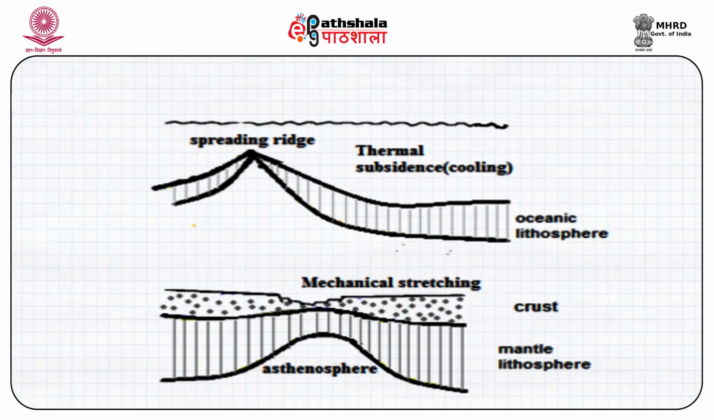Second, we come to thermal subsidence. This normally we get at the mid-oceanic ridges where the ocean basins are formed. As you go away from the mid-oceanic ridges, the age of the crust that is formed increases, and as the age of the crust increases, it cools and subsides. So that is thermal compensation, and this causes the crust to subside, which is very operative in the oceanic crust.